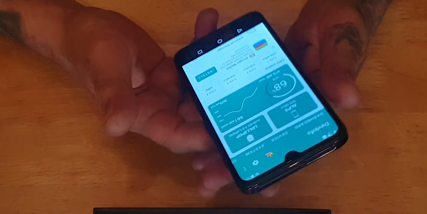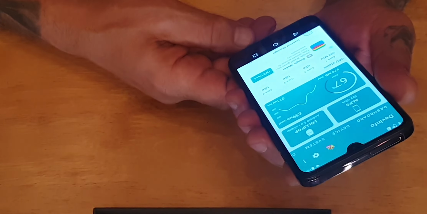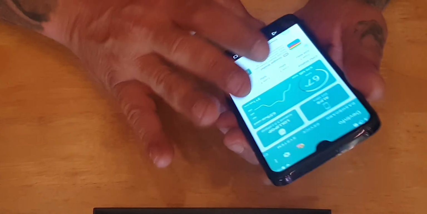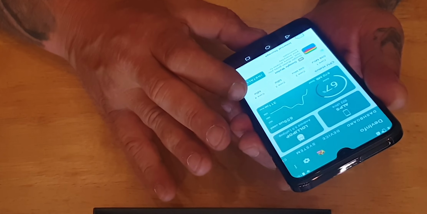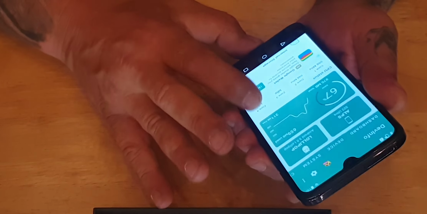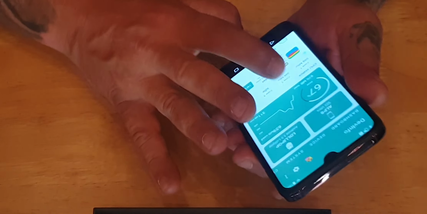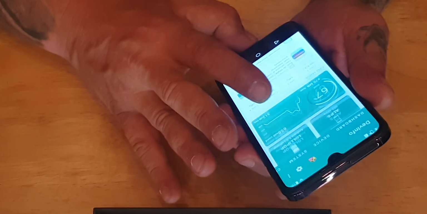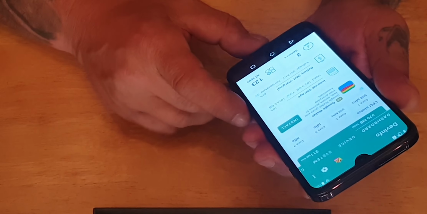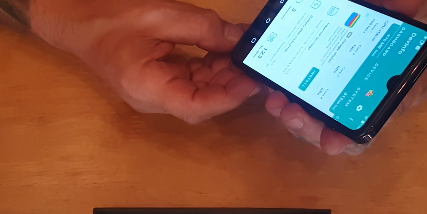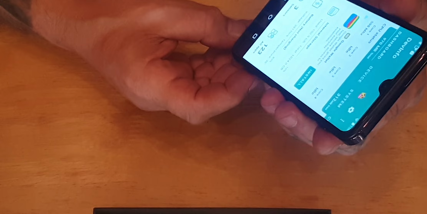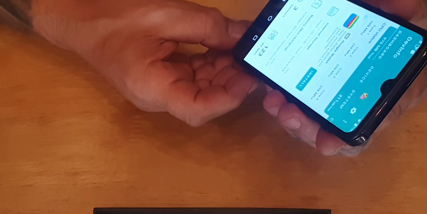How can it be 68% used? Oh, God. All these, apparently it's got 4 cores. I don't see any of them happening. It's just 1 core, internal storage. There you go. Used, total. Yeah. A load of rubbish.